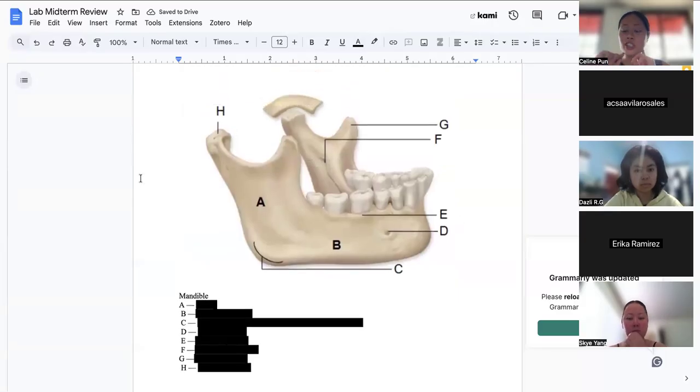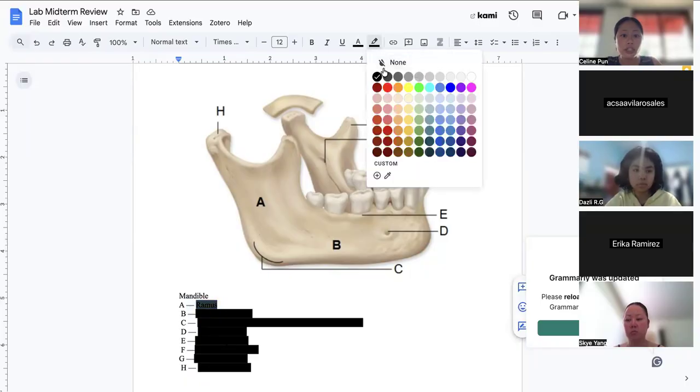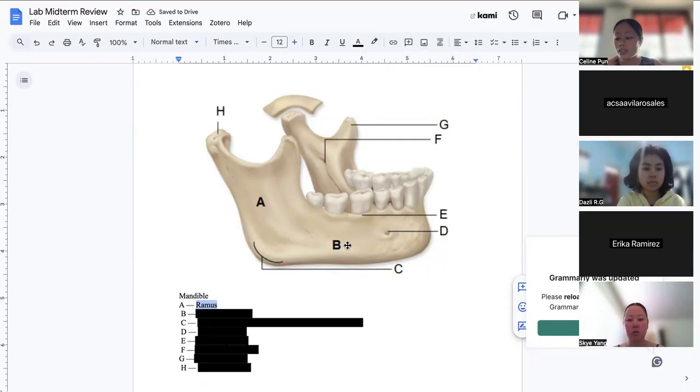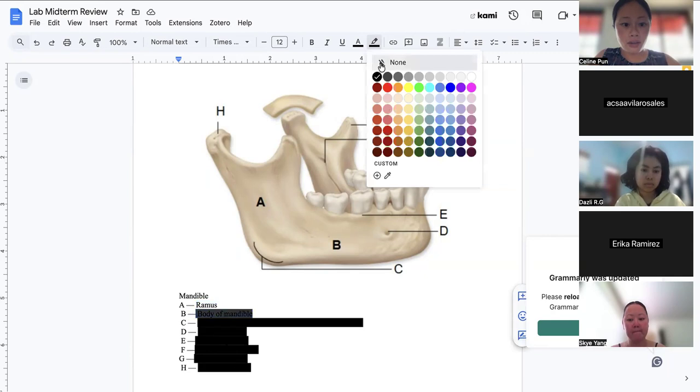Okay, for your mandible, your jawbone. It's one of my favorites because a lot of the parts are very mutually exclusive from each other. They're very distinct. So what is A? What is this big chunk of your jaw called? Another word for this is called branch. Ramus. Yep. Ramus means branch. B. What is the bottom called? Body. Yep. The body of the mandible.